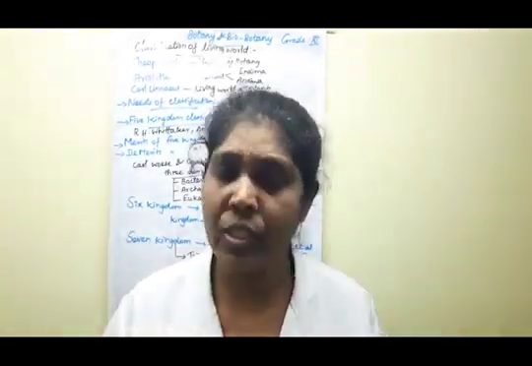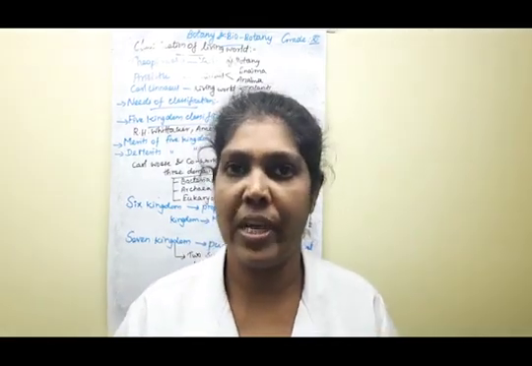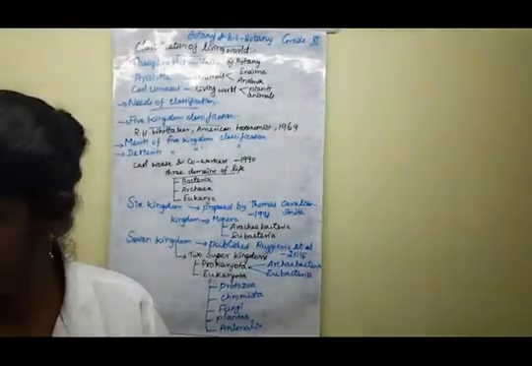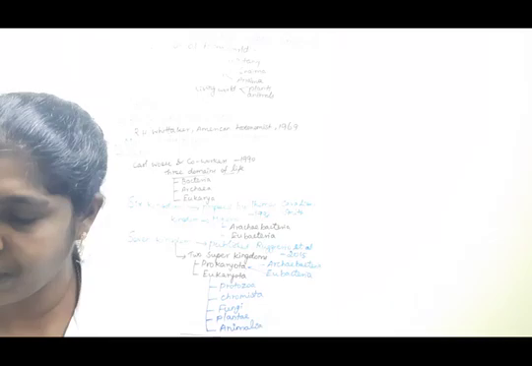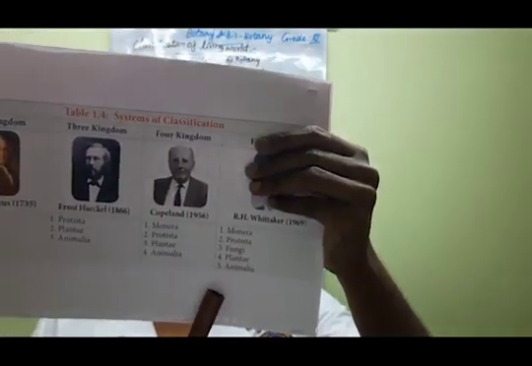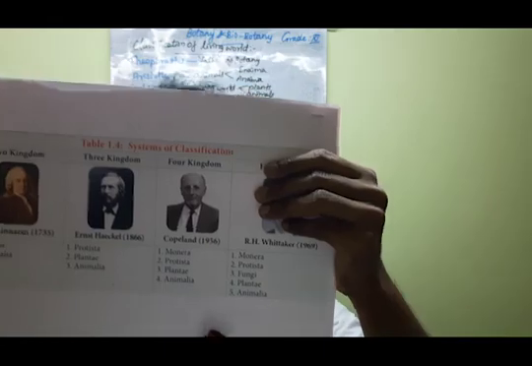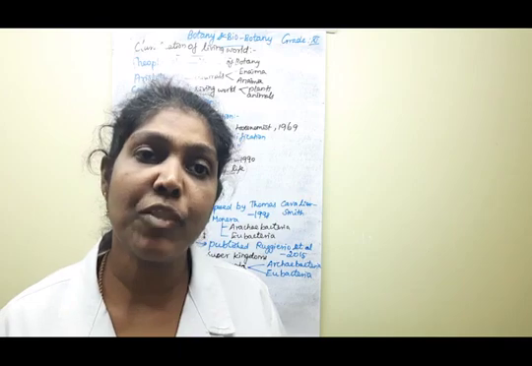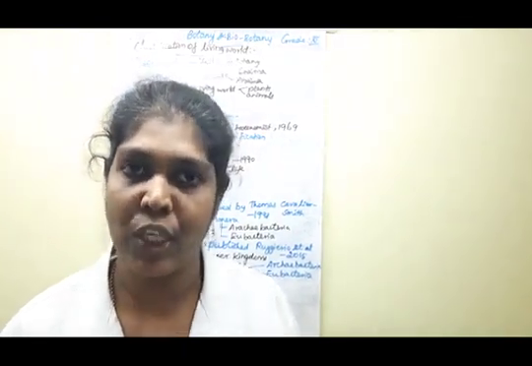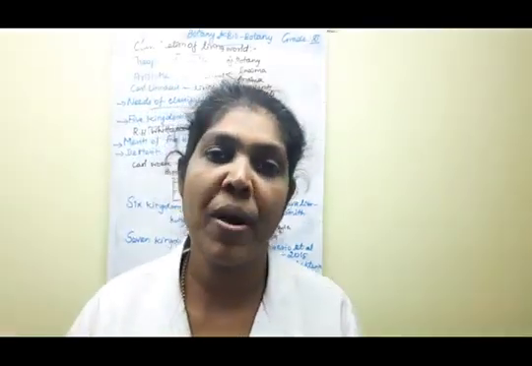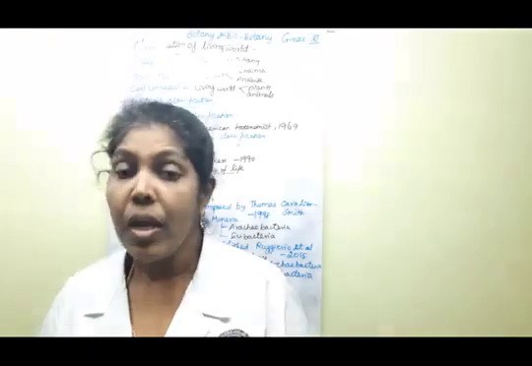Then let us come back to the five kingdom system of classification. I already told you the five kingdoms, children: first Monera, Protista, then third Fungi, Plantae, Animalia. Very good. All of you listen carefully to this five kingdom system of classification. What is that?